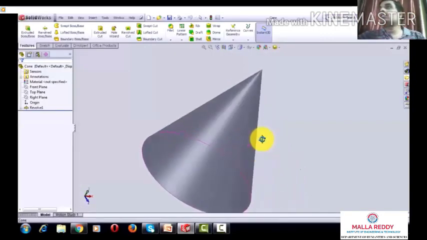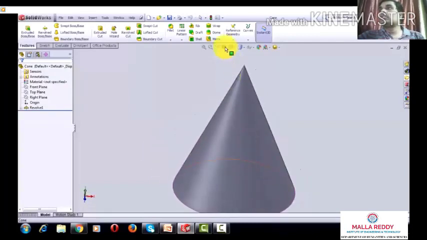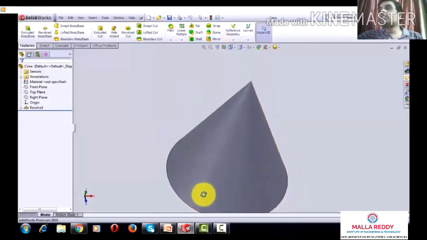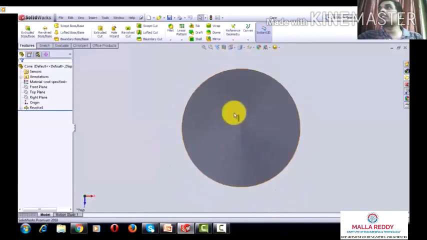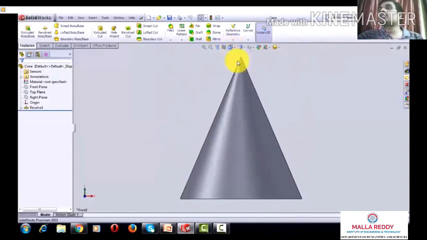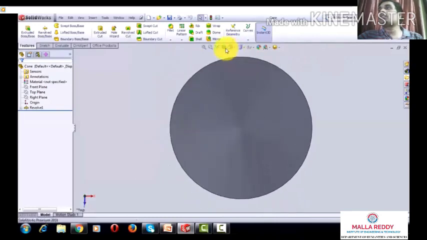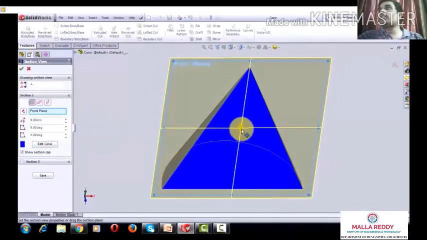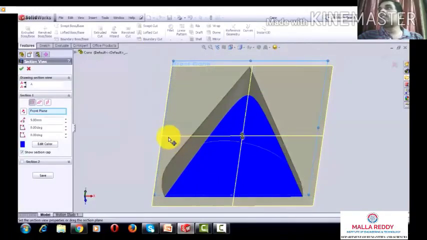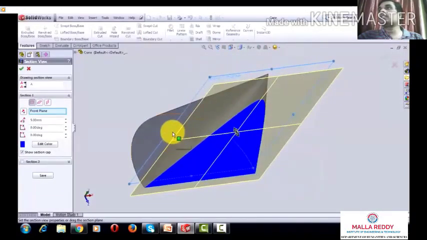So this is a cone, a three-dimensional view. The cone is resting with its base circle on the horizontal plane, so in the top view we are going to get a circle. Now we see the front view of the cone, which looks like a triangle. This is the top view. And now we are going to see the sectional view of the cone, which is inclined at 45 degrees. Here it is being shown.